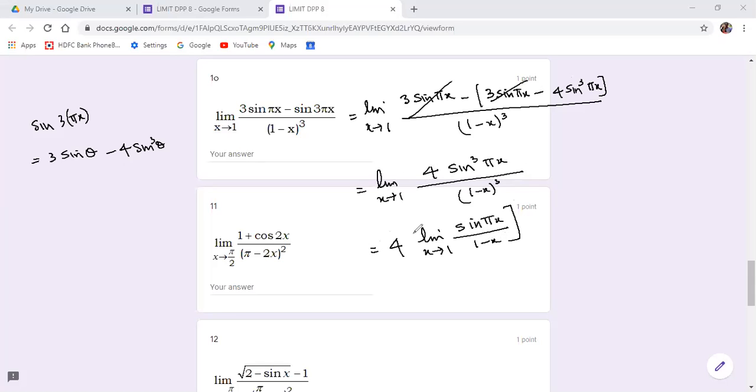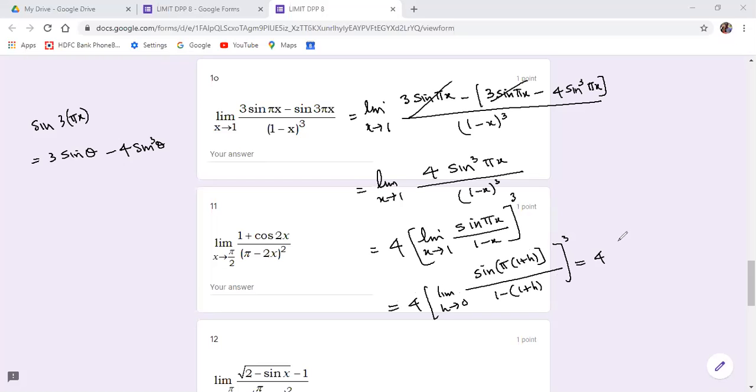Cube out. So your steps are reducing. Now I'll put x equals 1 plus h. So that 1 became plus h. Limit h tending to 0, sine of pi into 1 plus h, upon 1 minus 1 plus h, whole cube.